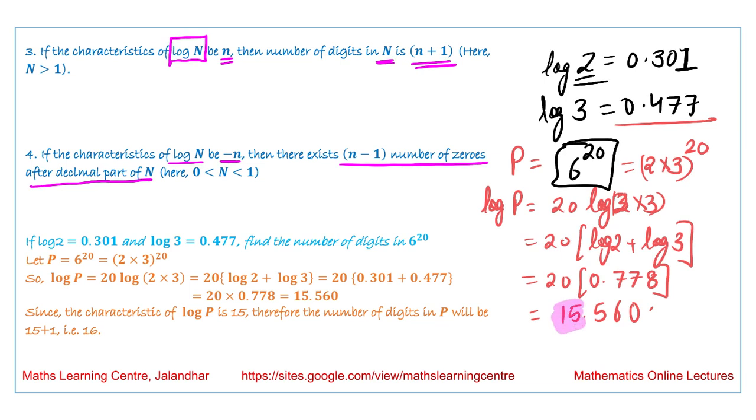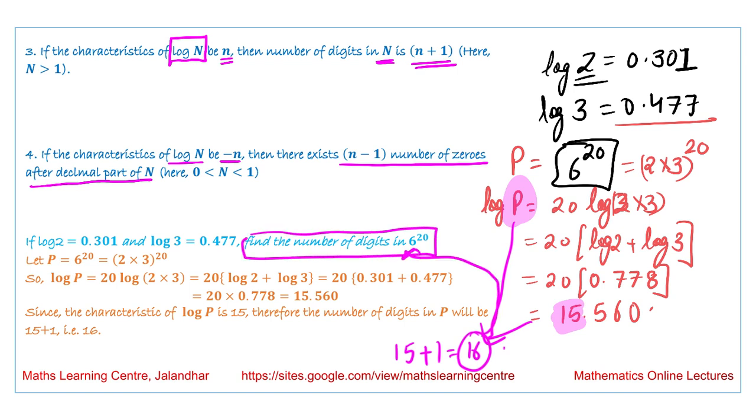So the number of digits in p will be 15 plus 1 is equal to 16, and this is what we have to find: the number of digits in 6 raised to the power 20 is 16.